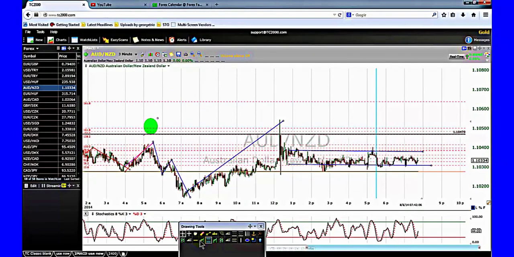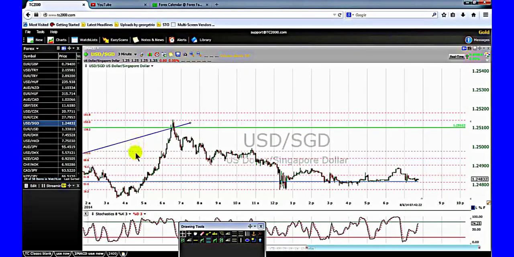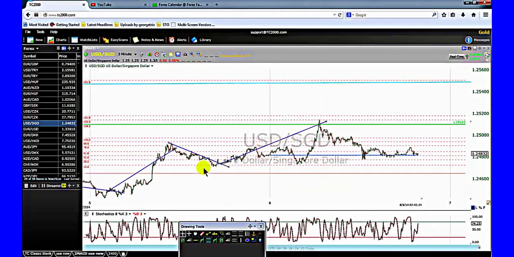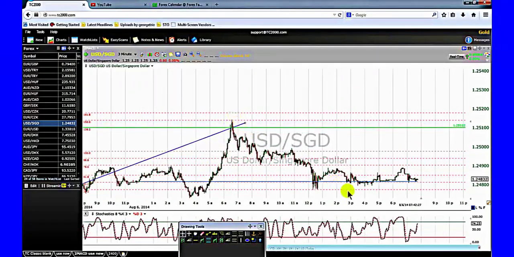Before I go, I will move my vertical line to the point where we are pausing the video. Okay, I want to check also the dollar Singapore dollar currency pair. Here it is. See what's happening here. Again on the 3-minute chart, price went down. It's going horizontal, so it looks bearish here. I will see how this economy news will affect this currency pair. Okay.